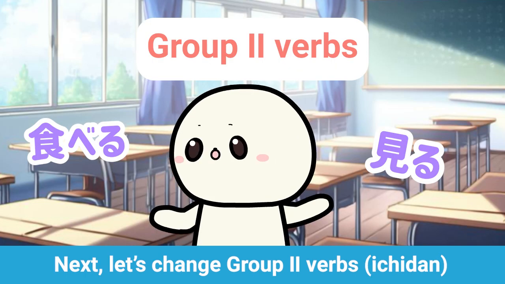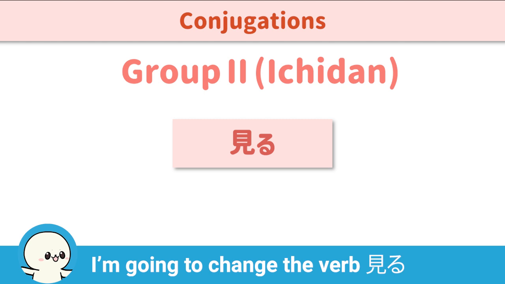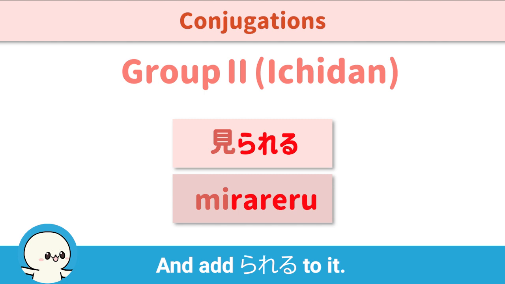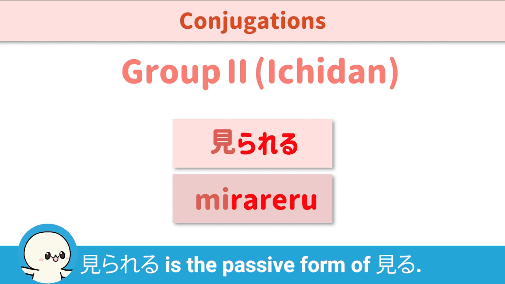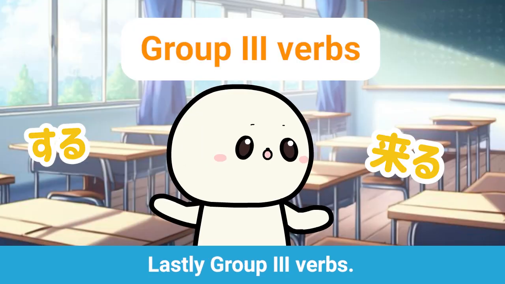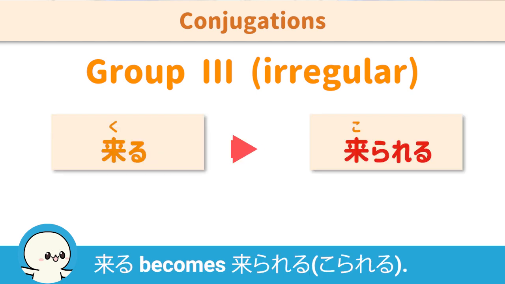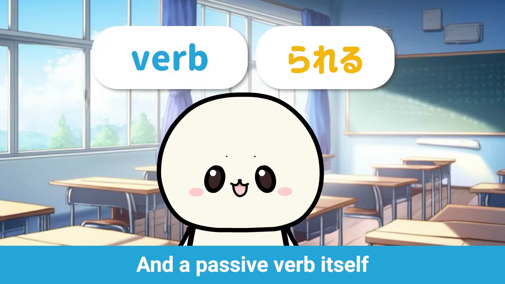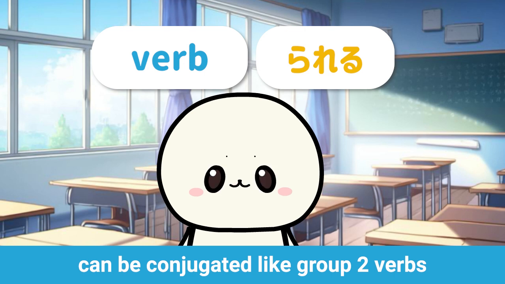Next, let's change group 2 verbs. I'm gonna change the verb 見る to passive form. This time, just remove る and add られる to it. 見られる is the passive form of 見る. Lastly, group 3 verbs. As for group 3 verbs, 来る becomes 来られる and する becomes させる. And the passive verb itself can be conjugated like group 2 verbs.